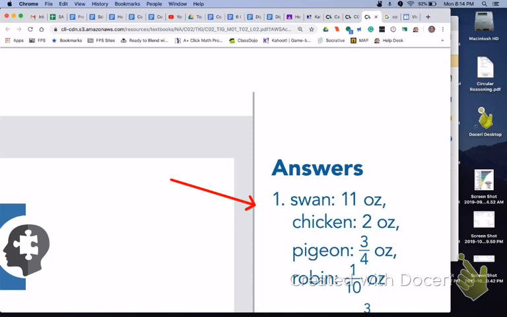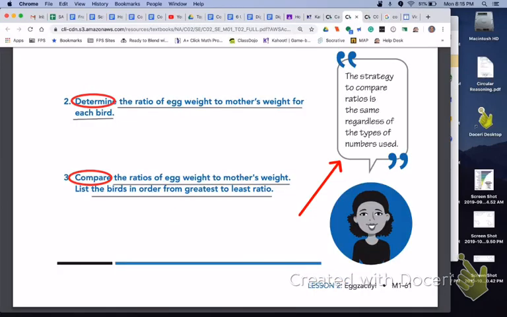For number 1, here is your list of birds in order from the heaviest egg to the lightest egg. The swan is 11 ounces, the chicken 2 ounces, the pigeon 3/4 of an ounce, and the robin 1/10 of an ounce. Please note that the strategy to compare ratios is the same regardless of the types of numbers used. Please answer number 2 and 3 with your group.